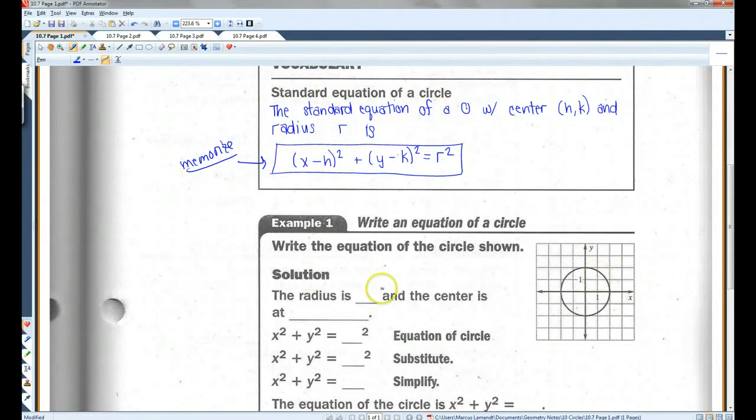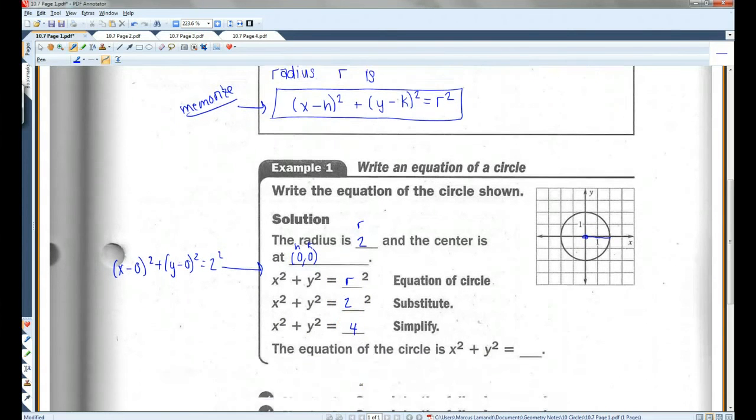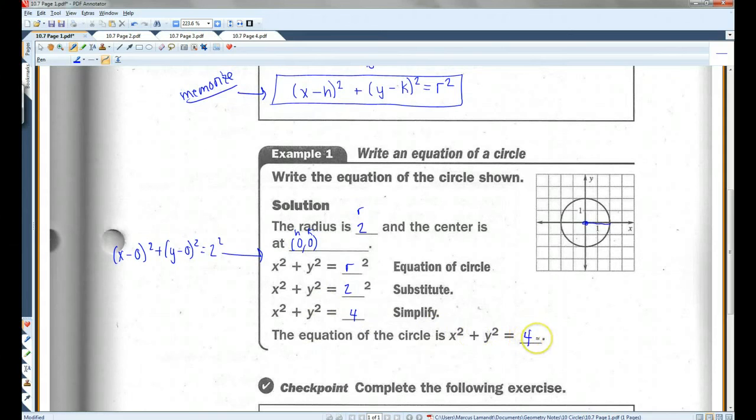Given this circle, the radius is 2, and the center is at (0, 0). So this is your r, this is your h, this is your k. If you plug all three of these into this equation, you're going to get (x minus 0) squared plus (y minus 0) squared equals 2 squared. This can just become x squared plus y squared equals r squared, which is 2 squared, which equals 4. So the equation of the circle is x squared plus y squared equals 4.